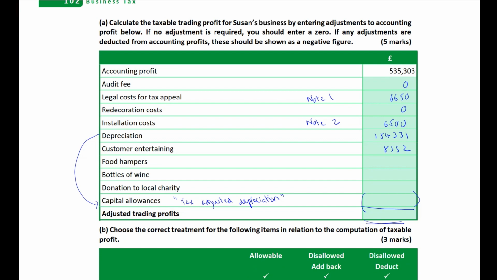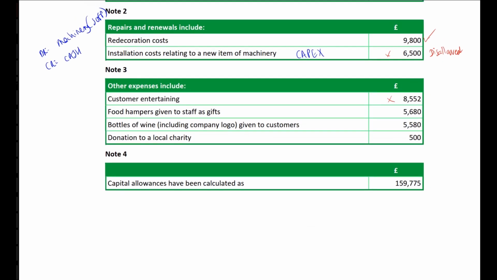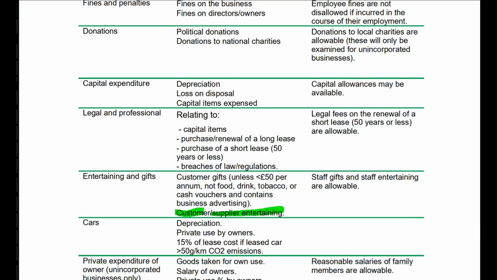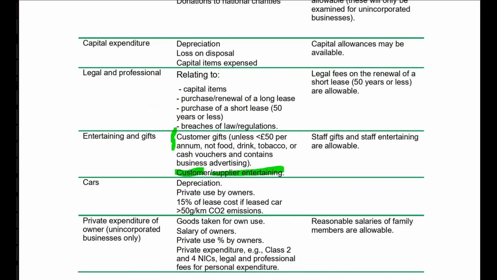And the thing I like about these style of questions is it's lots of individual little things. And every one I get right, I'm getting credit for. So even if I miss one, I can still score really well on this type of question. We then got food hampers given to staff as gifts. Staff gifts are absolutely fine. We don't have an issue with those. Again, we can flip back to the reference material. And there is a little note here about gifts, but it says customer gifts. It doesn't mention staff gifts. Staff gifts mentioned here and staff entertaining are allowable. Not a problem. So there's no adjustment for the staff gifts at all.